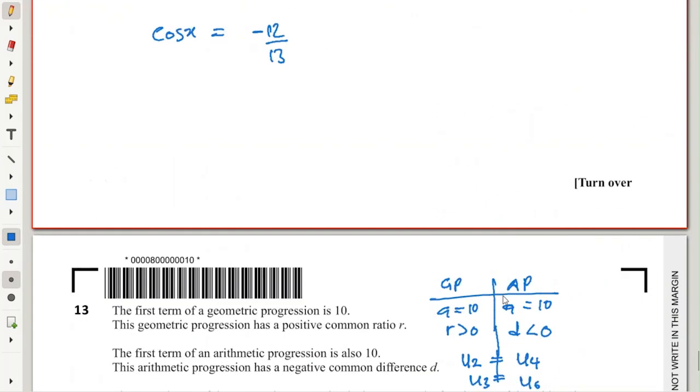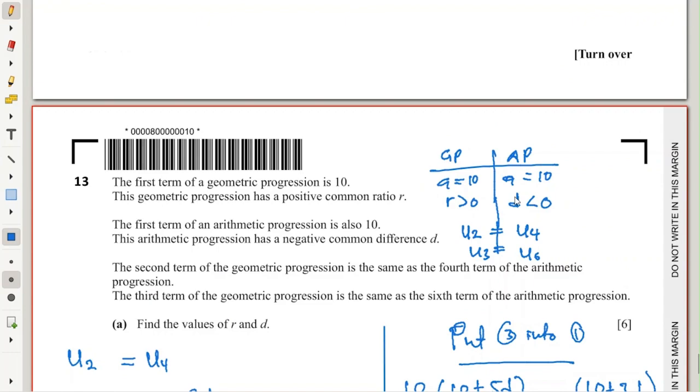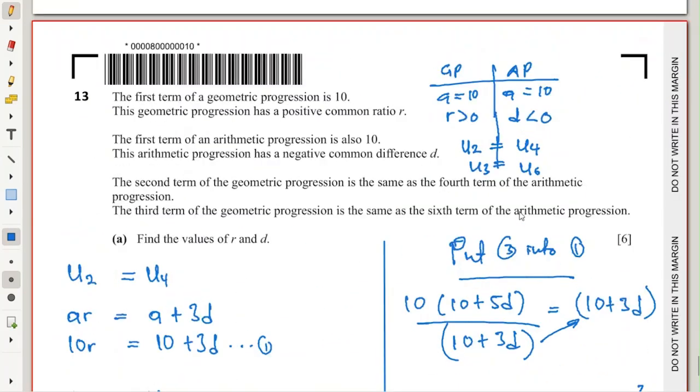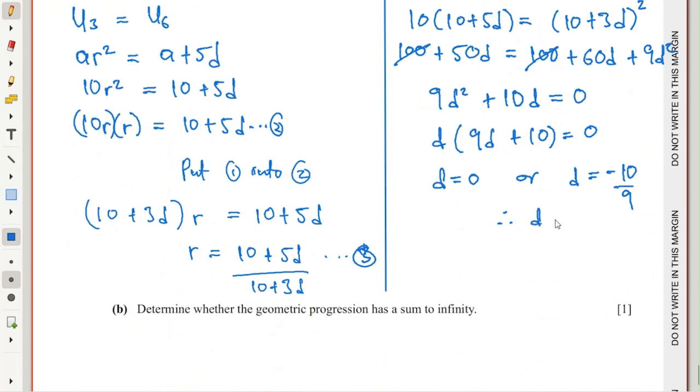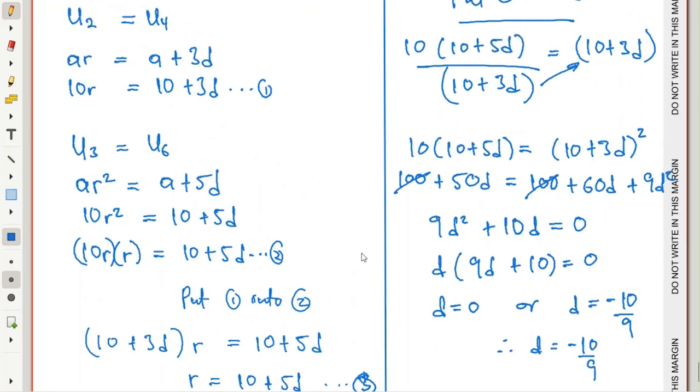Mind you, they have shown us how to choose between the two values. They said D is negative. So therefore, D is negative 10 on 9. So what will the value of R be?